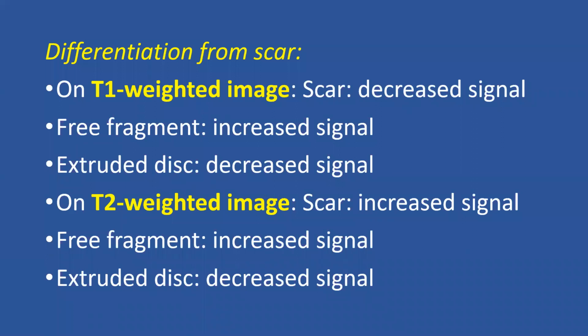How do we differentiate from scar? On T1 weighted image, the scar has a decreased signal. If you have a free fragment, you have an increased signal. If you have an extruded disc, you have a decreased signal. On T2 weighted image, scar has an increased signal. Free fragment, increased signal, and extruded disc, decreased signal.